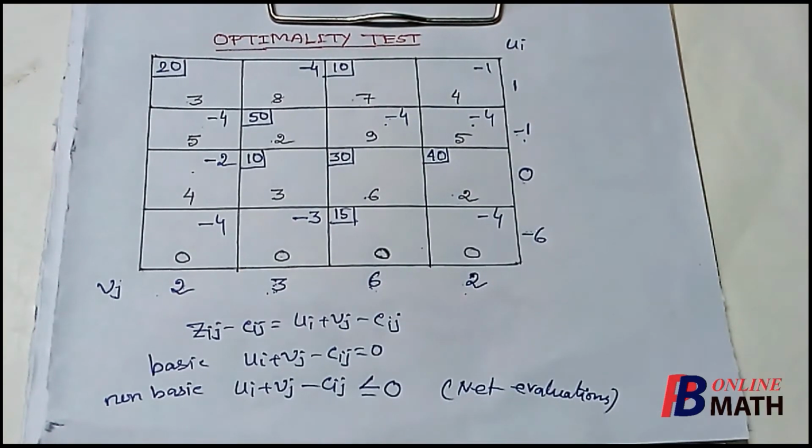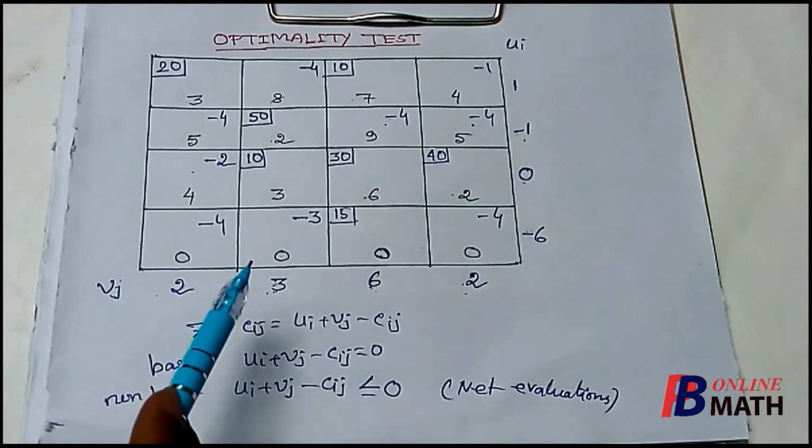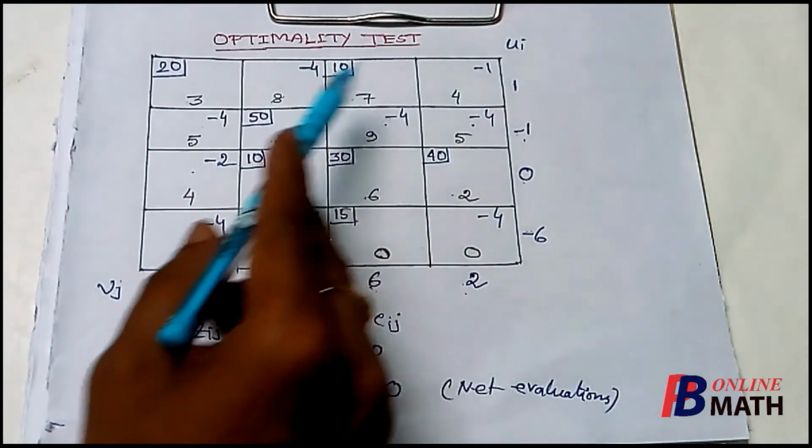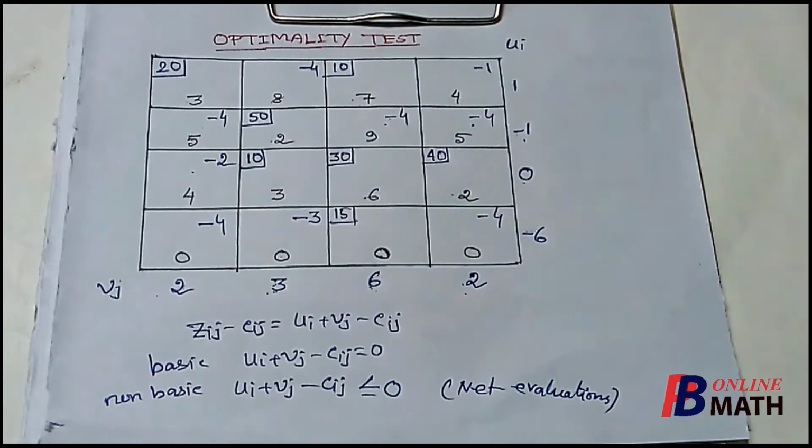So we have computed all the net evaluations for the non-basic cells, and we have found that all the values of the net evaluations for the non-basic cells are non-positive. That means the optimality condition is satisfied. So the initial basic feasible solution we have obtained by using Vogel's approximation method is the final optimal solution.